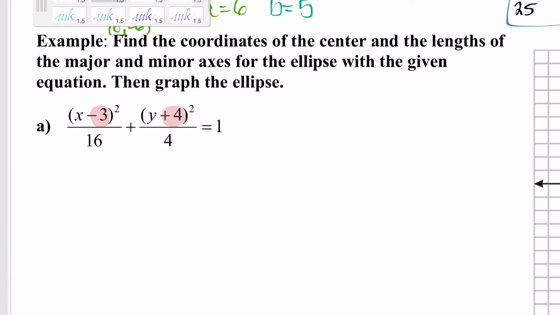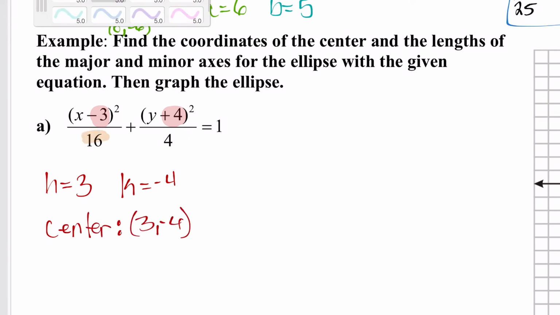So here I have a -3 inside with my x, which means my h is going to be 3. Remember, it's always x minus h and y minus k. So because it's minus, we're going to keep that 3 as positive. And then in order to get a +4, we would have had to do minus -4. So my k is -4, meaning I have a center at (3, -4).